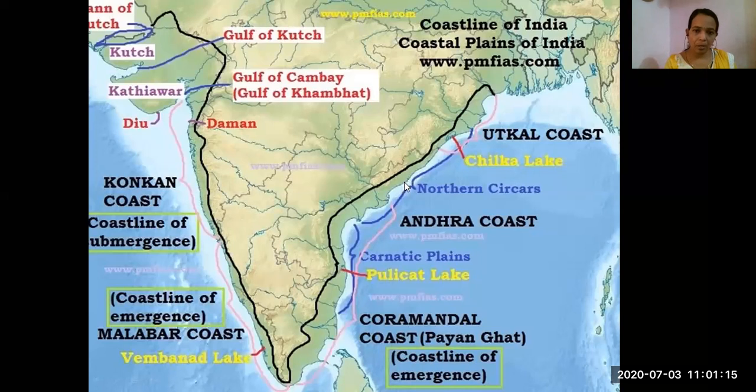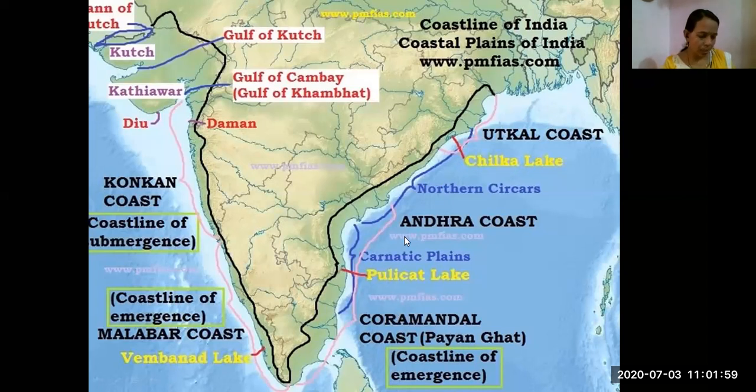The northern part is called Northern Sirkars. This is shown with the blue line. This part is shown as the Northern Sirkars. Sirkar means the coastal region, and toward the south it is called the Coromandel Coast. This part is called the Coromandel Coast. The names are given here. This is the Coromandel Coast. This is the Northern Sirkars. The western coast is divided into three parts, but the eastern coast is divided into only two parts, Northern Sirkars and the Coromandel Coast. These are the two divisions of this part.